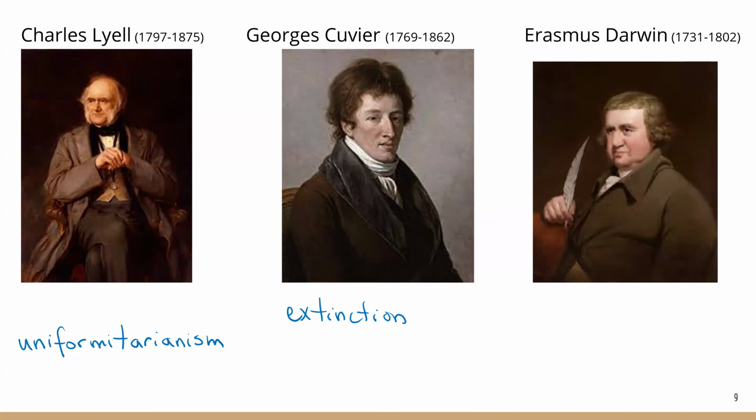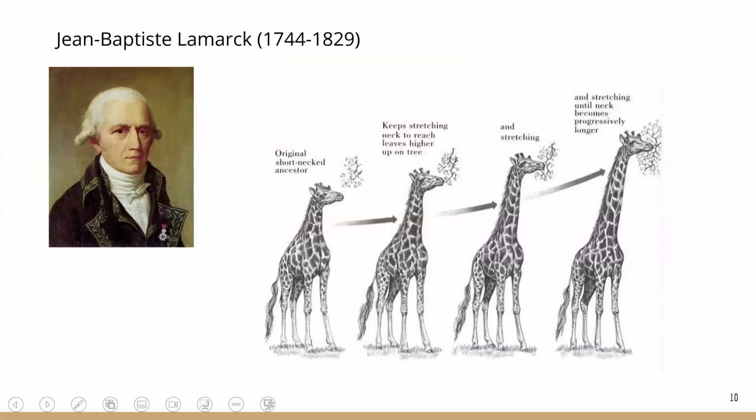So by this point in time, by the late 1700s and the 1800s, scientists are beginning to understand that a species can change into a very different form. Now, the first scientist to propose a mechanism for this was Lamarck, and he had the theory of acquired traits.